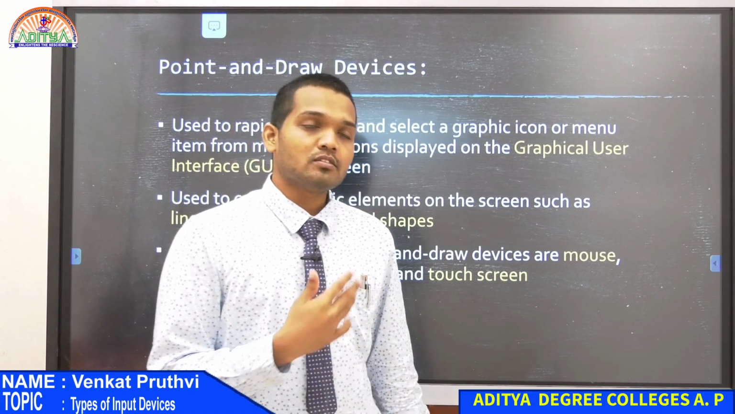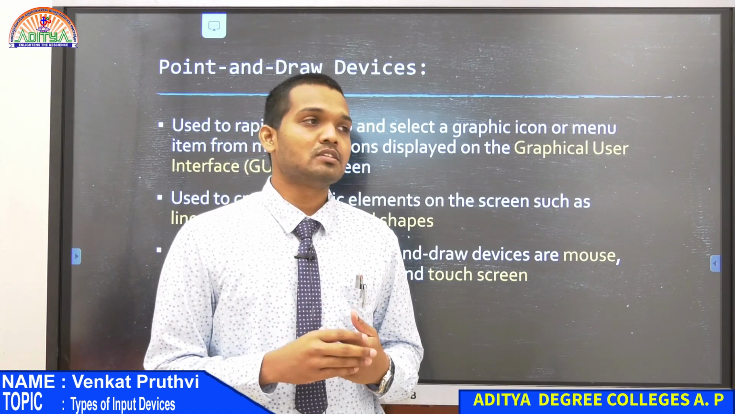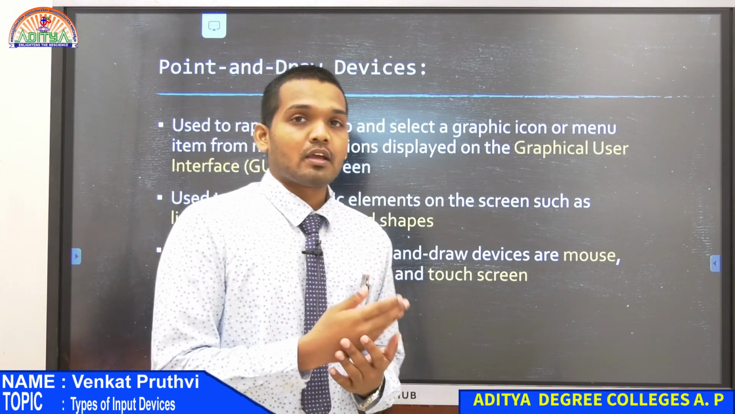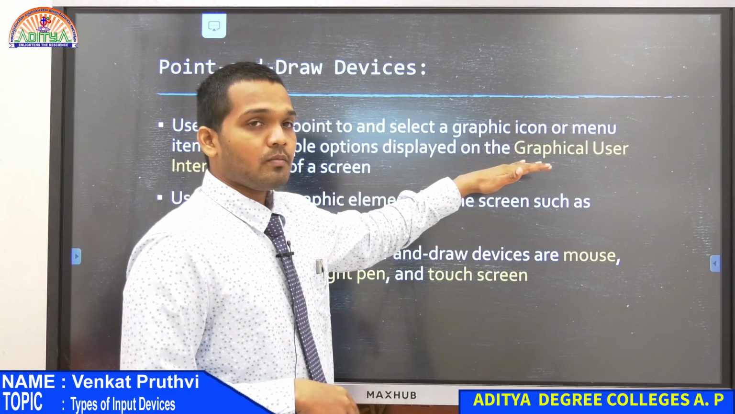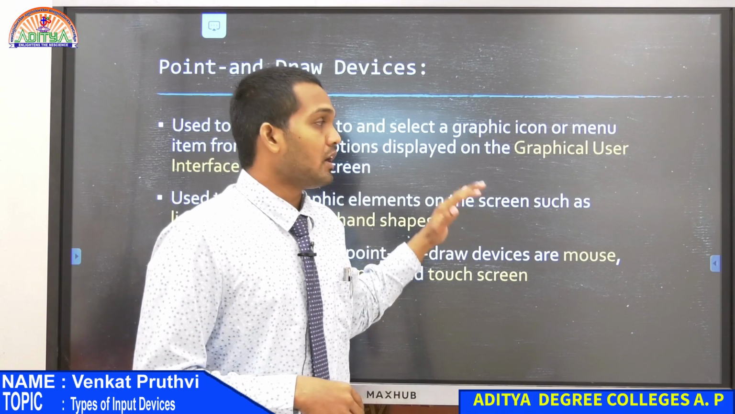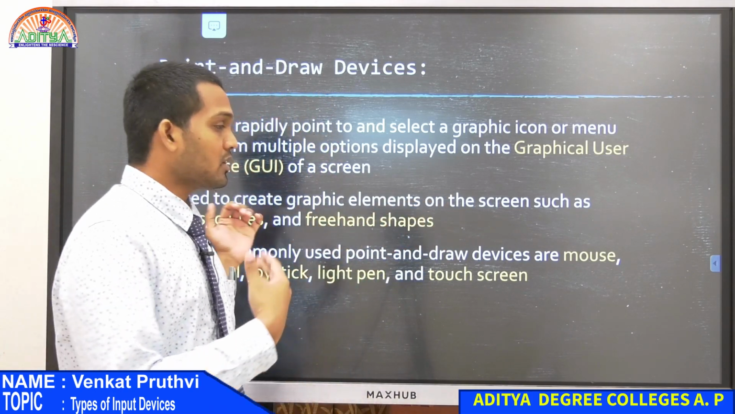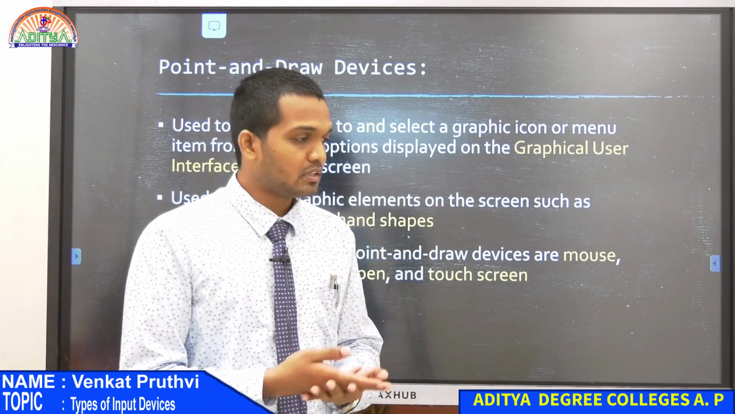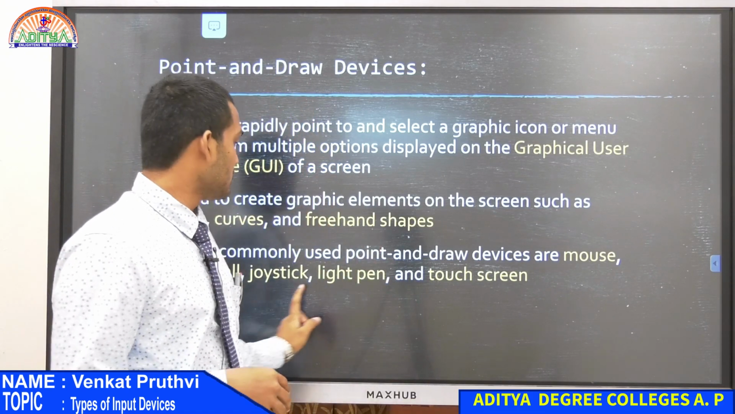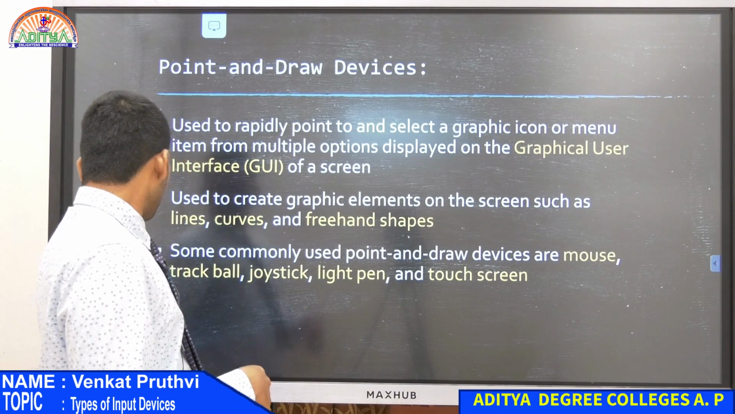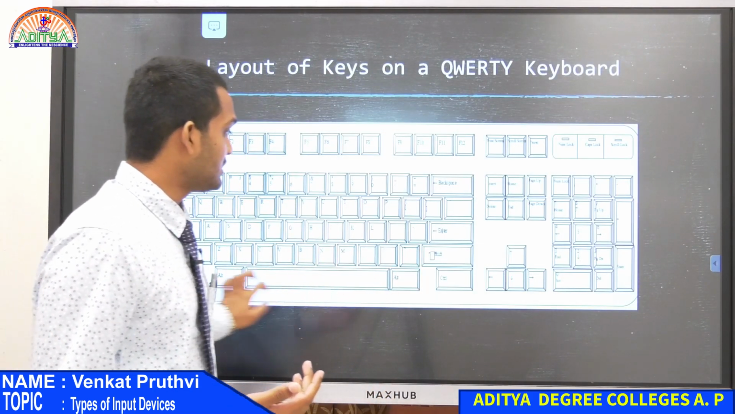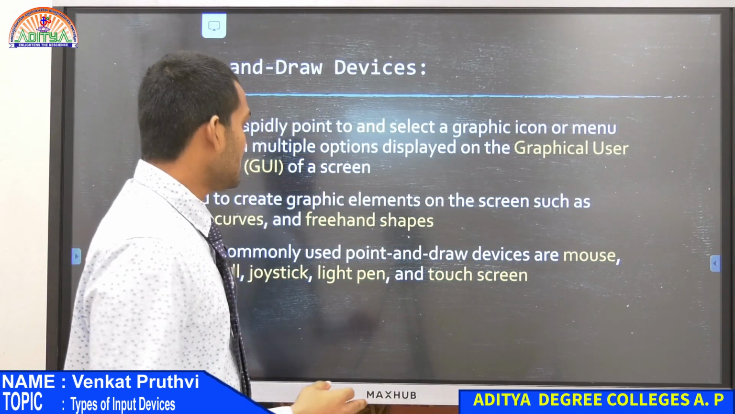So later on, slowly, when the technology was changing and many other inventions were coming up, Microsoft and others came up with a concept called the graphical user interface. Graphical user interface is nothing but the computers we are using in the present world. This is also a graphical user interface, where I am able to change the slides by one button or by just swiping the screen.